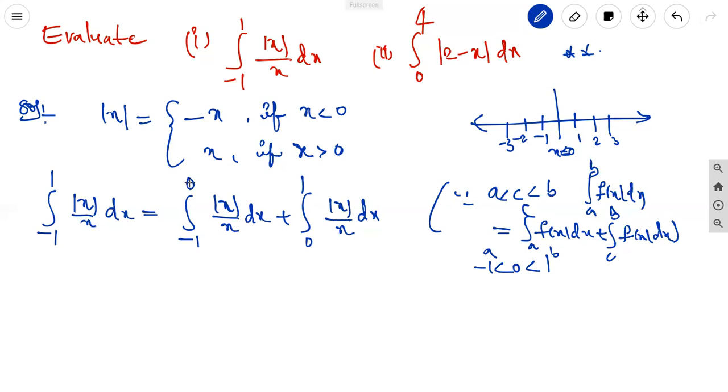Now, here, minus 1 to 0 means the x value is less than 0. That is, the integral from minus 1 to 0, mod x becomes minus x, by x dx, plus the integral from 0 to 1, where mod x value is positive, x by x dx.